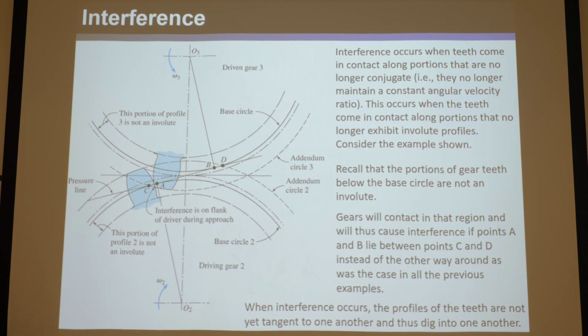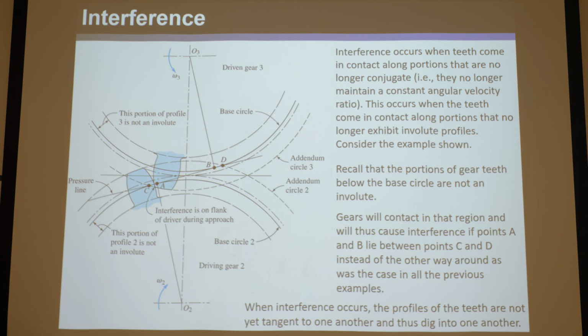So for just a tiny fraction of the gear's rotation, the angular velocities will fluctuate, the fundamental law of gearing collapses, and you've got issues. So that's called interference. And again, I can't stress this enough: the check is if you ever have A and B between C and D, you will have interference. If you can design the gear so A and B lie outside of C and D, you will not have interference, and you'll be happy.